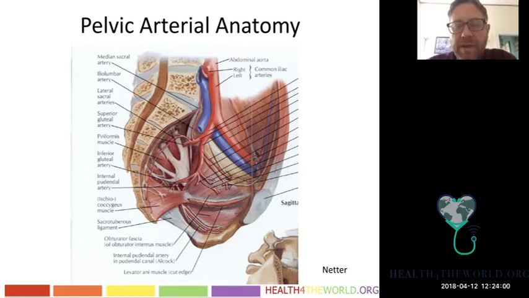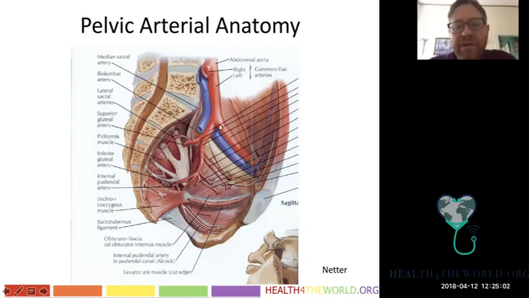The aorta is the largest artery in the body. It bifurcates at around L4, L5. Here's L4, here's L5, here's S1. It gives off the right and left common iliac arteries. The common iliac artery then bifurcates into two vessels. One is the external iliac artery here, and another is the internal iliac artery.